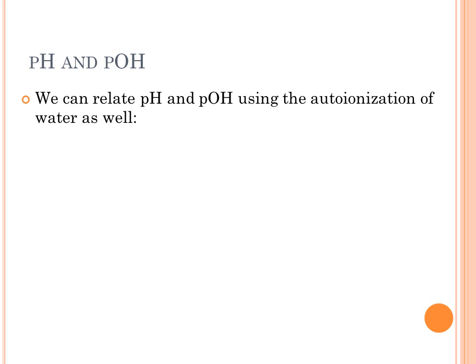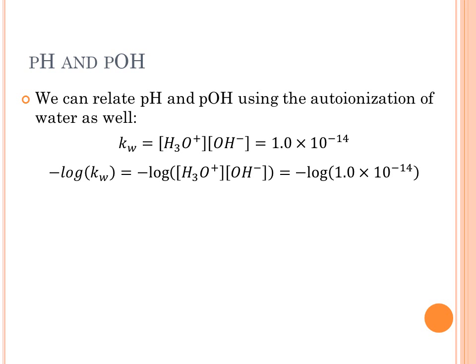Let's talk a little bit about relating pH and pOH using the autoionization of water. You can write them directly. If we start with our autoionization of water equation, where we've got the hydronium times the hydroxide equals 1 times 10 to the negative 14th, and we take the negative log of both sides, we get the negative log of the Kw equals the negative log of the product of the hydronium and hydroxide ion concentration, which equals negative log of 1 times 10 to the negative 14th.